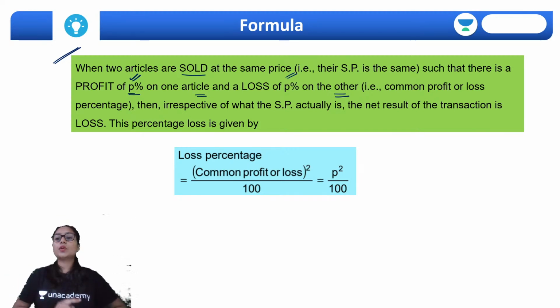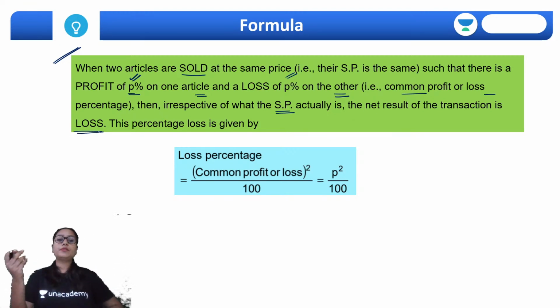Okay, one is sold at profit, the other one is sold at a loss. Now this P% is known as the common profit or common loss percent. Irrespective of what the selling price actually is, the net result is always a loss.